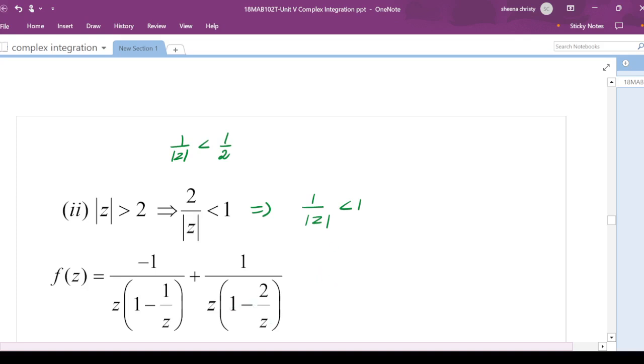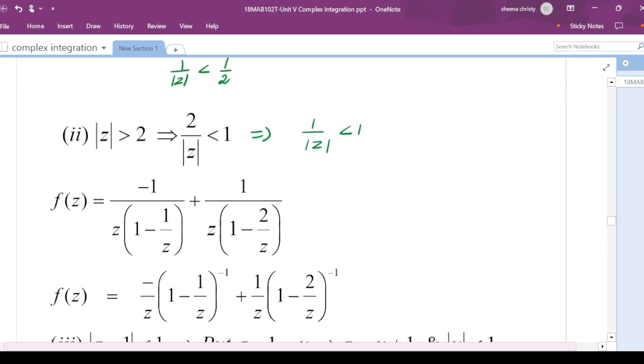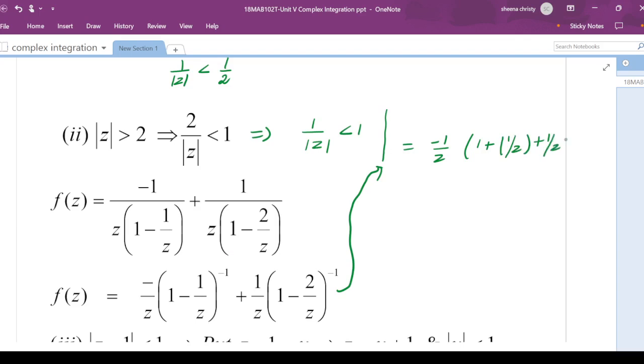Now expand it by bringing it to the numerator. By doing the expansion, you are going to get -1/z into (1 + 1/z + 1/z², etc.), since both terms are negative. Then from the second term, 1/z into (1 + 2/z + (2/z)², etc.).